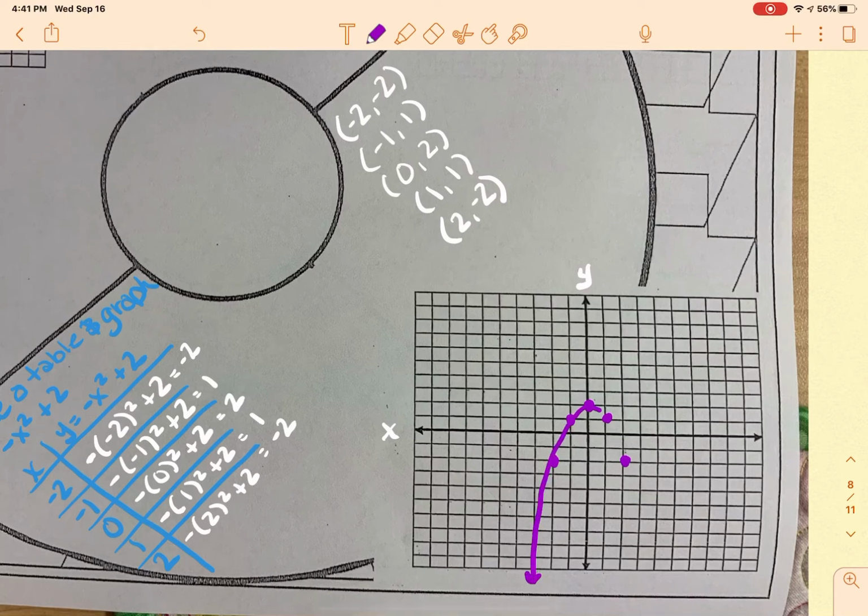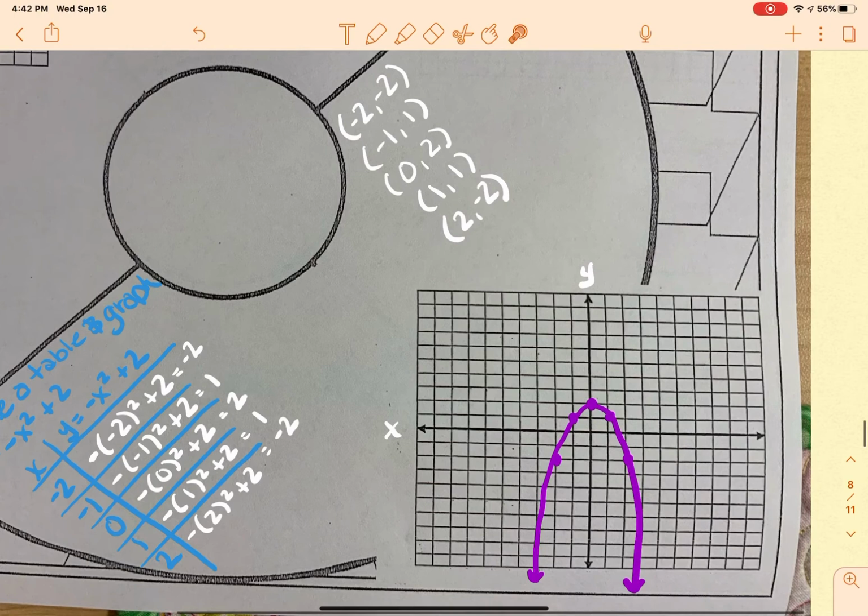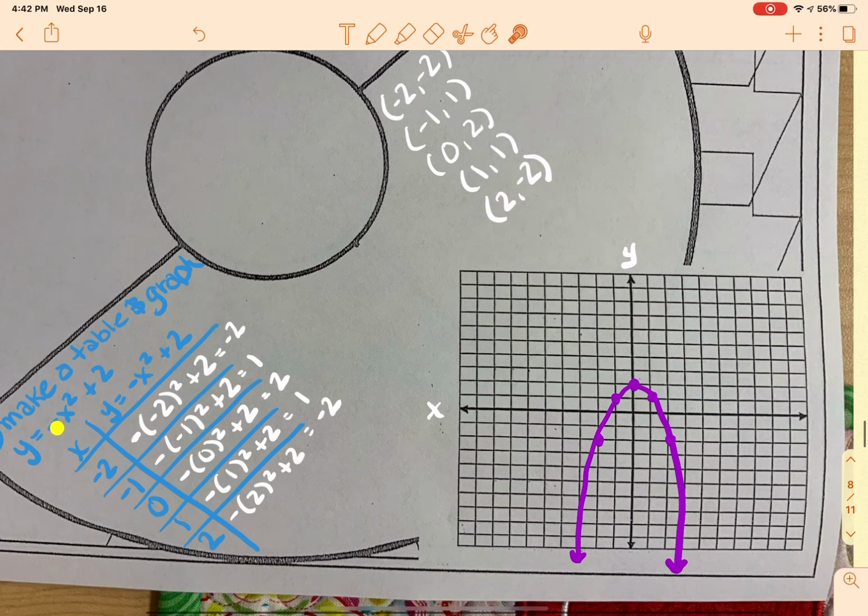So what's really different about this one is that you can see that it opens down. And really what causes that is that there's a negative in front of the x squared. So when there's a negative in front of the x squared, you can count on that one opening down. Now do realize, compared to where the parent function would be, even if I had a parent function, it'd be down here. You could see this has gone up 2 places from the plus 2 on the end of the equation.